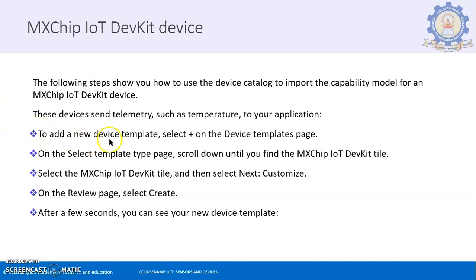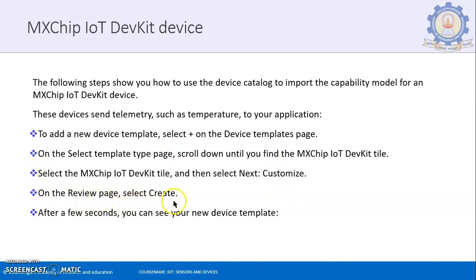To add a new device template, select plus on the device template page. There will be a plus option over there. You have to click that plus to add the device template. On the select template type page, scroll down until you find the MXChip IoT DevKit, the device that you want to use. Select it and then select Next: Customize.